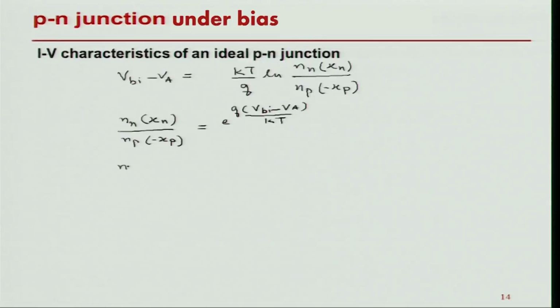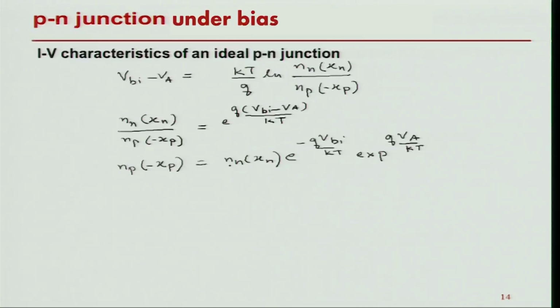Let us first look at what I need when I am trying to solve for the p type continuity equation. I need this as a boundary condition. So, further writing it in this form, I can write it as n of x n, and this is going to be negative q of V B I, and I can separate the V B I and V A terms.